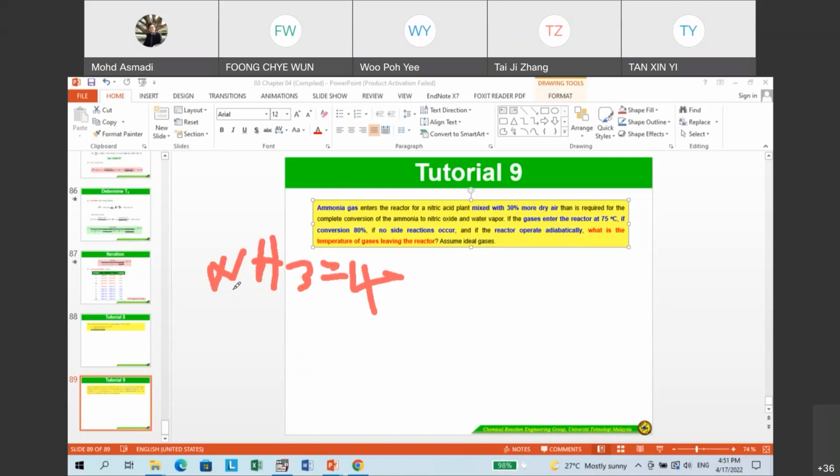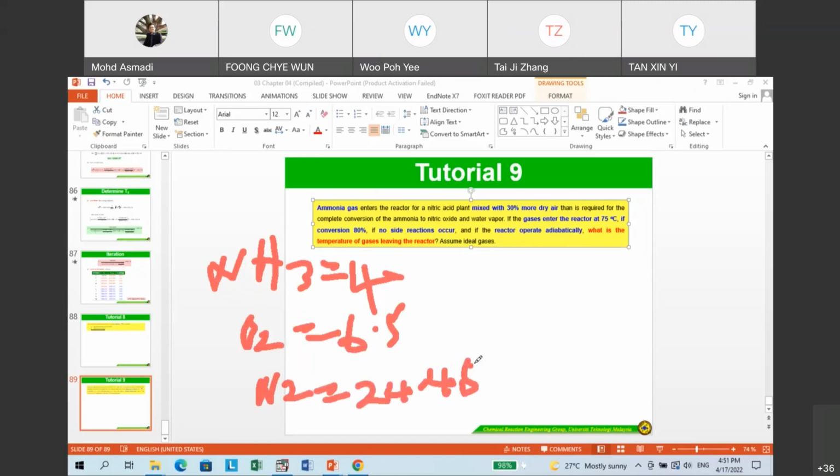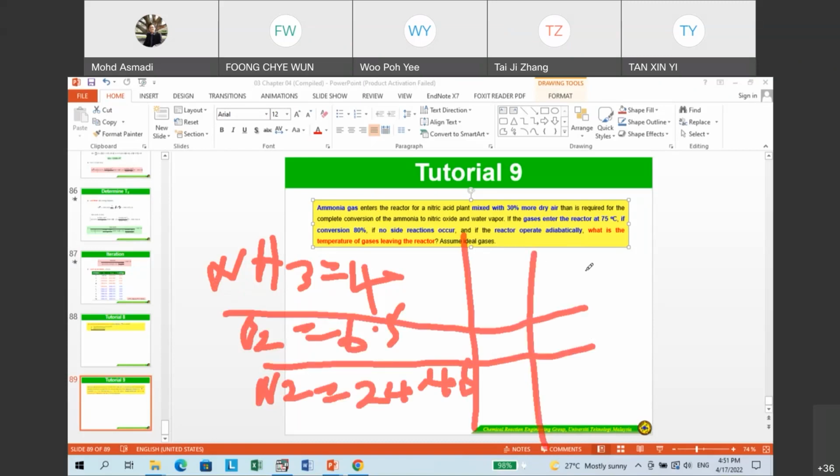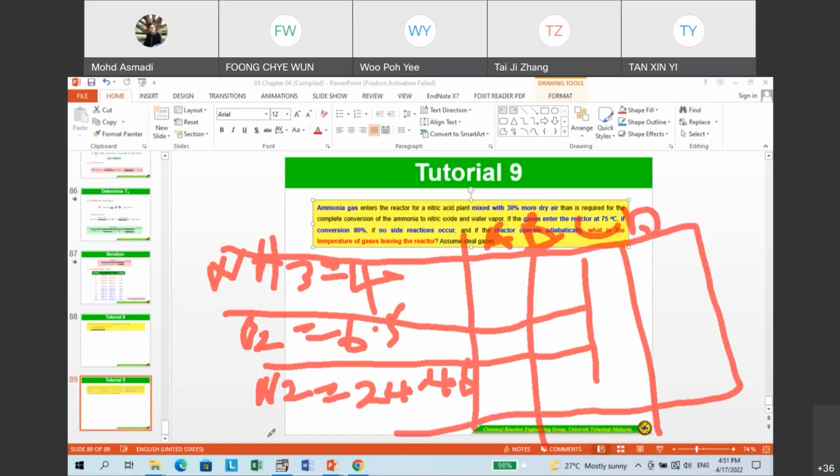Not yet writing, because we want to calculate delta HR. Oxygen is equal to 6.5, and then nitrogen is equal to 24.45 mole. And then you have to find A, B, C, and also D. So please determine this one. This is the step: A, B, C, and also D, and then you have to determine delta A, B, C, and D.